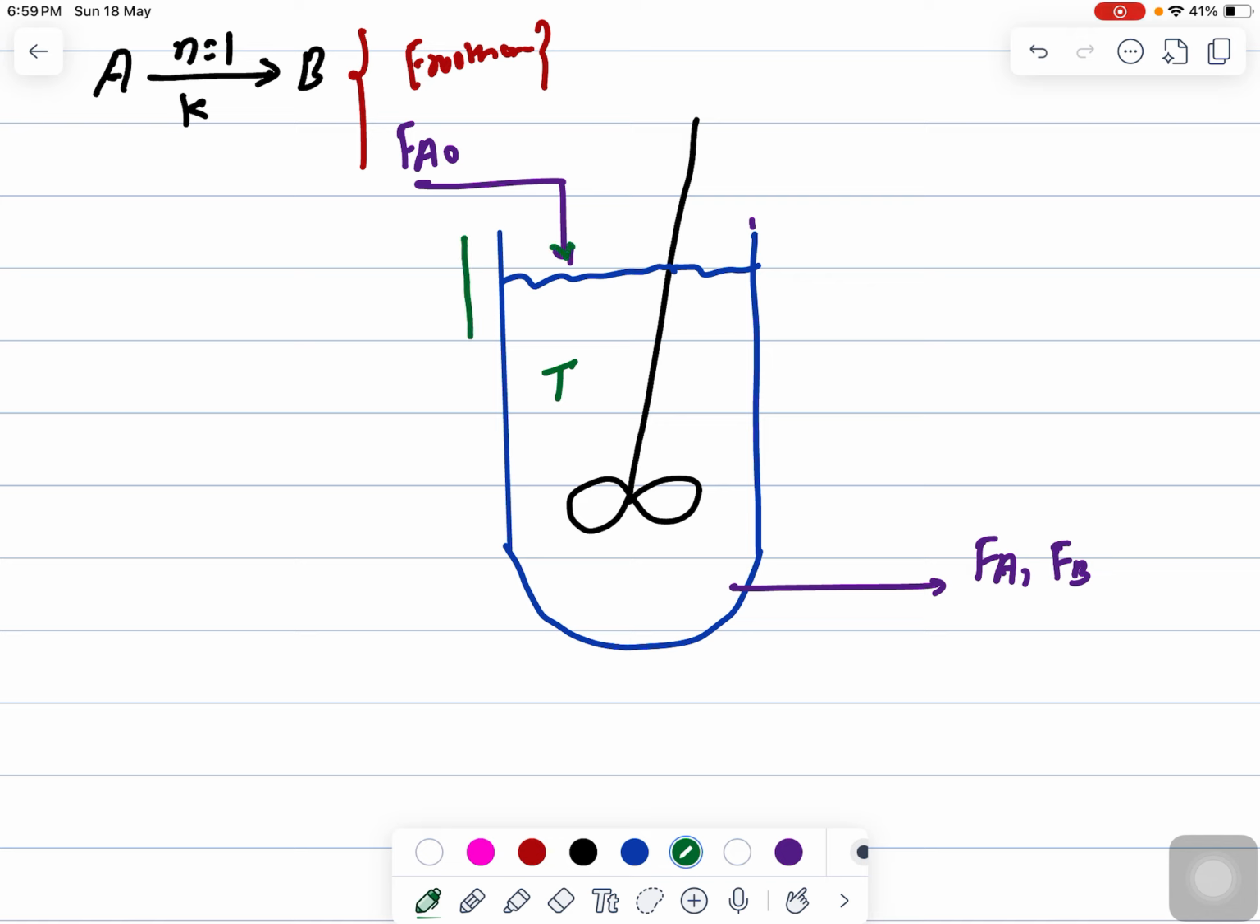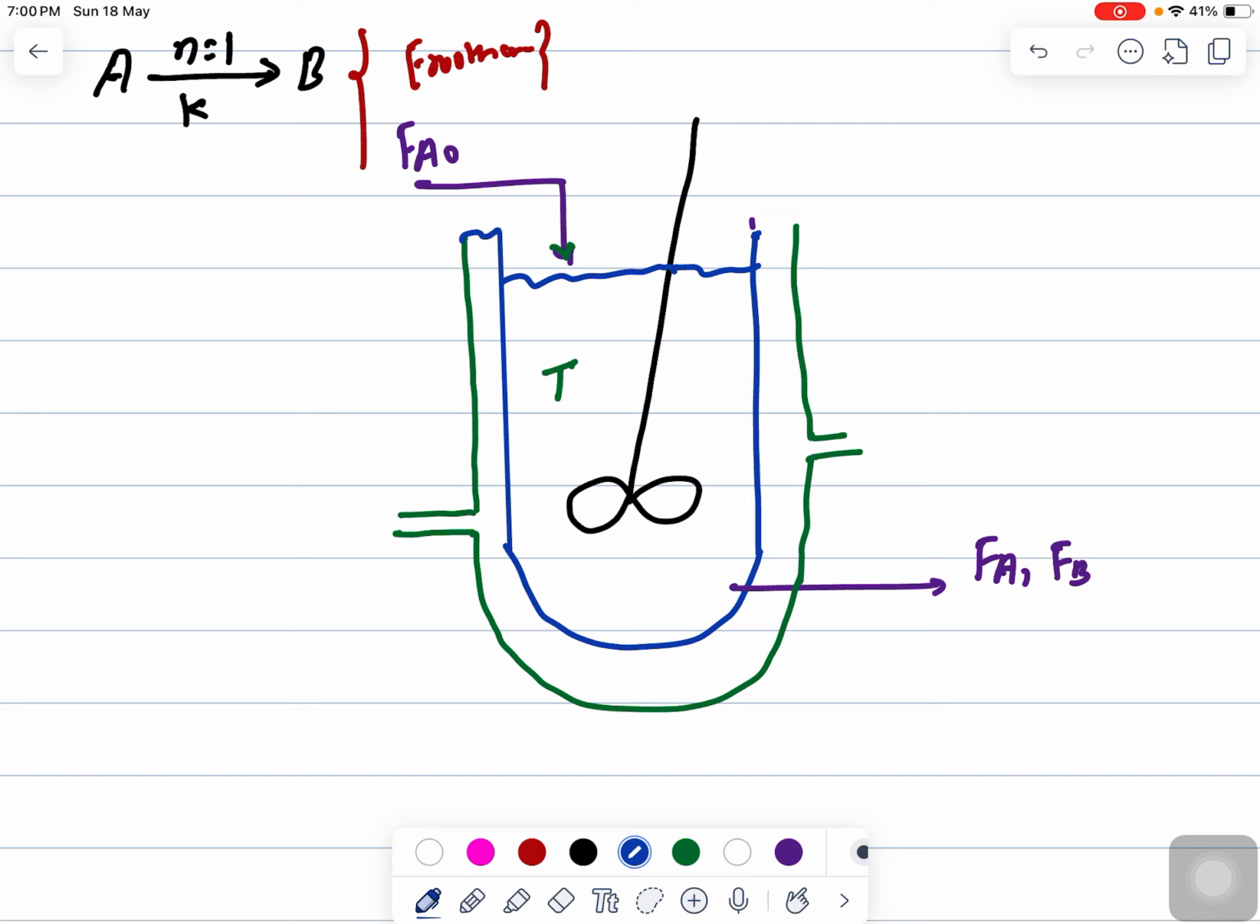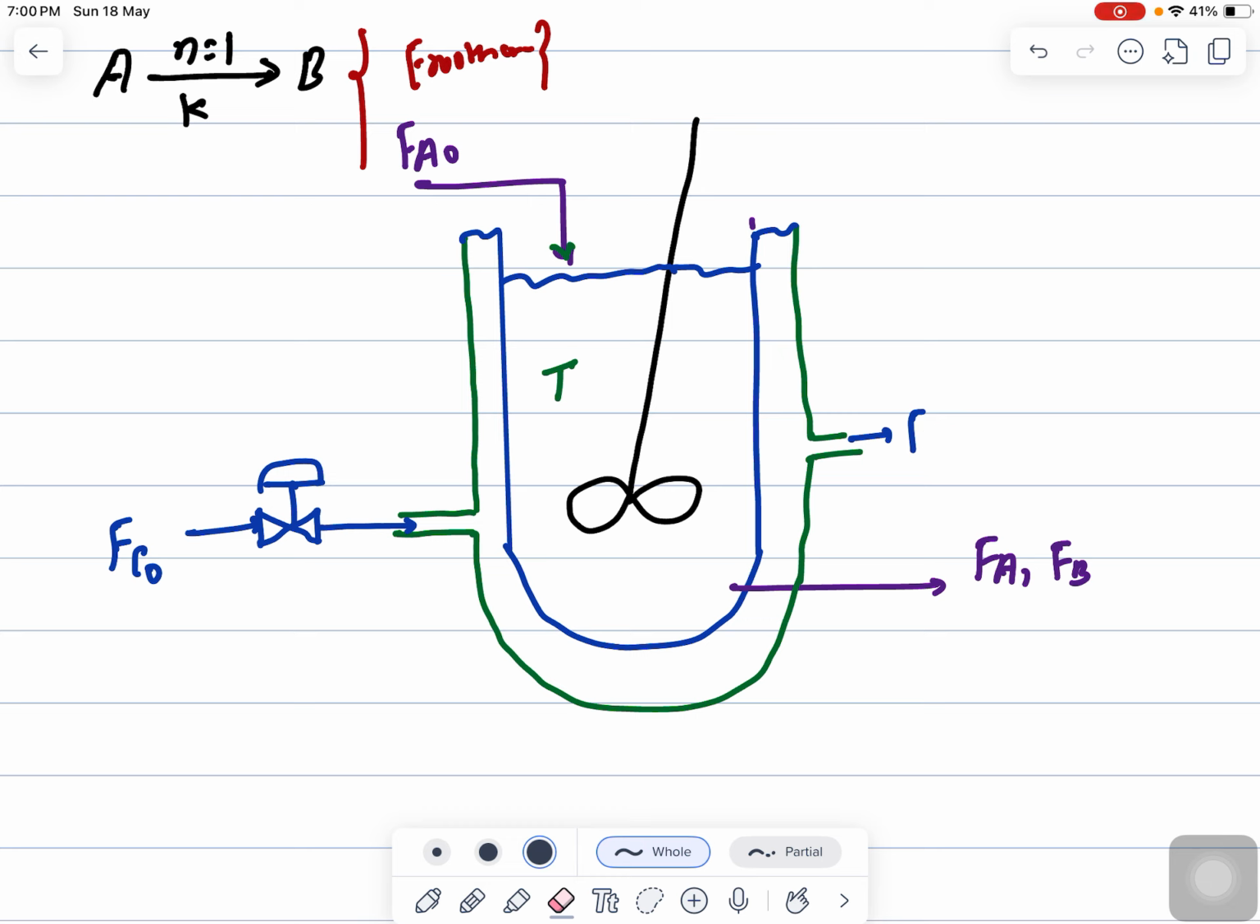You will see this reactor is provided with a cooling jacket, something like that. There is a cooling jacket around the reactor, in which the coolant is flowing, right? Something like that with the wall, right? And I'm assuming the flow rate of coolant in is Fc0 and the flow rate of coolant out is Fc, right? Okay, so this is the dynamics of the system.